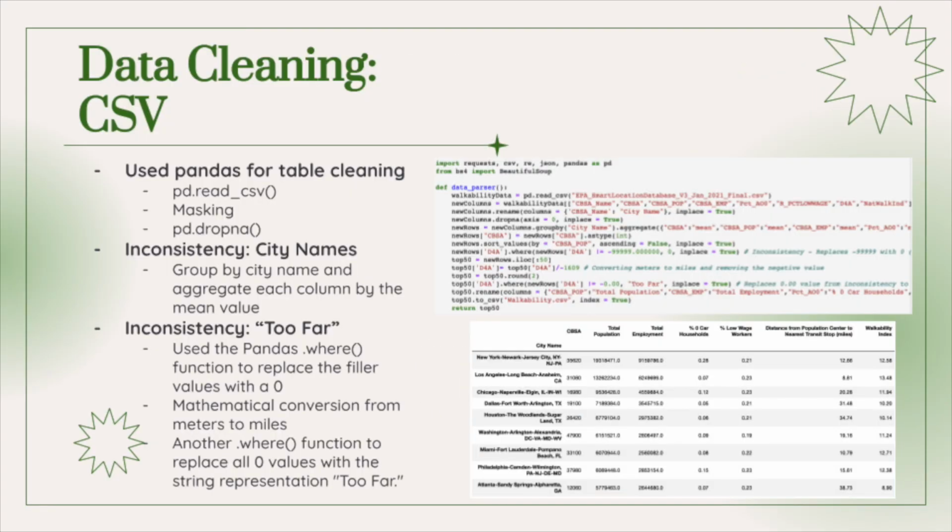To clean our CSV data, we used the pandas module. We used masking techniques to only access the specific columns that we wanted. To correct an inconsistency in the dataset regarding repeated or missing city names, we decided to group by city name and aggregate each column by the mean value.